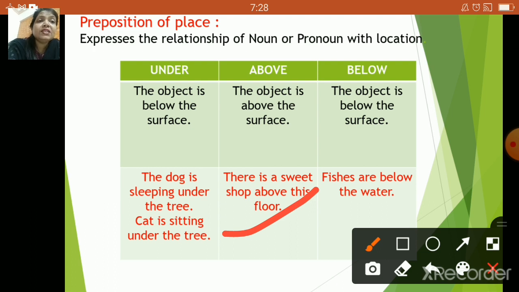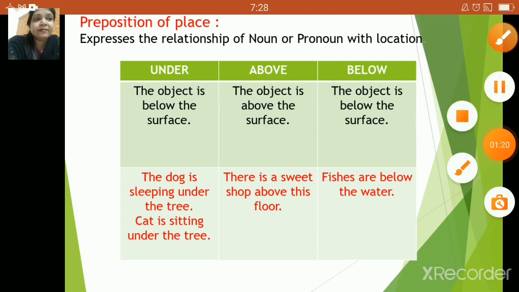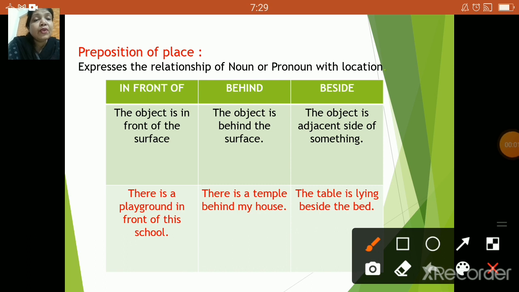Next, the object is below the surface, something which is below the surface, right? So an example could be: fishes are below the water. So these are a few examples to identify the preposition of place. Now let us take a few more examples, children, of preposition of place.